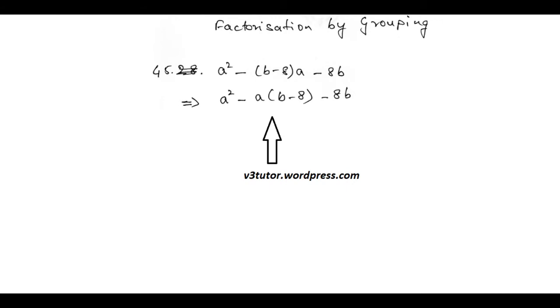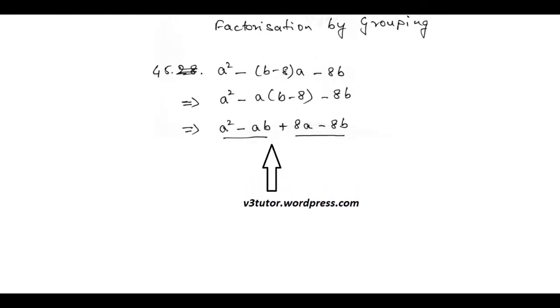So once you have expressed this as above, what you can do is open up the bracket, right? So a squared minus a into plus b gives you minus ab, minus into minus gives you a plus, and a into 8 becomes 8a. Many students make a mistake in these signs, so be careful with the signs. First multiply the signs and then the numbers and variables, then minus 8b, right? So we have got this expression after removing the bracket.